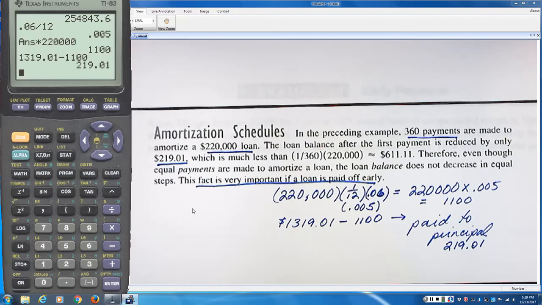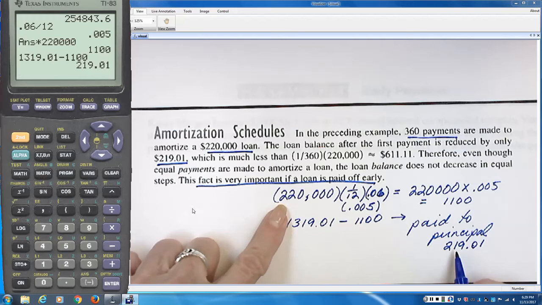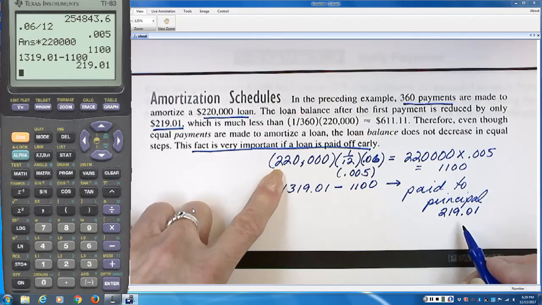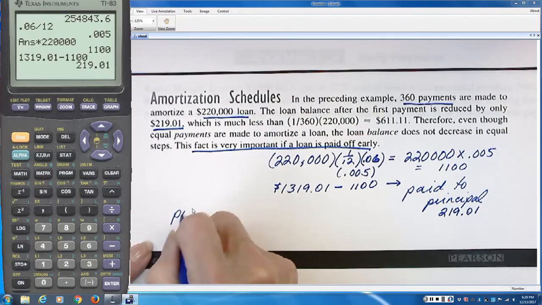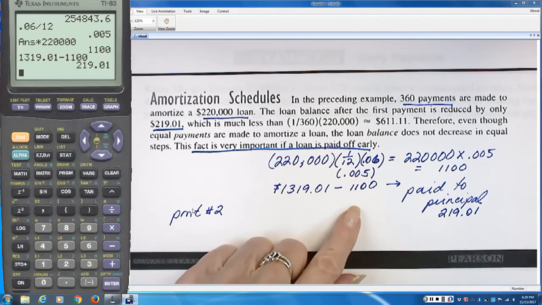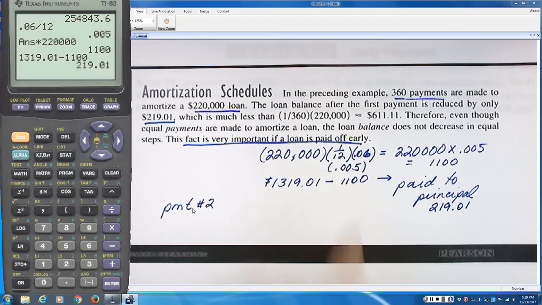Now, what happens in the second month is you've actually reduced this amount by $219 and a penny. So let's talk about the second payment. Sorry, I'm still confused on the first payment as to why this is happening. I'm just confused. I've never bought a house before. Well, it's better to learn here than it is after you bought your house.